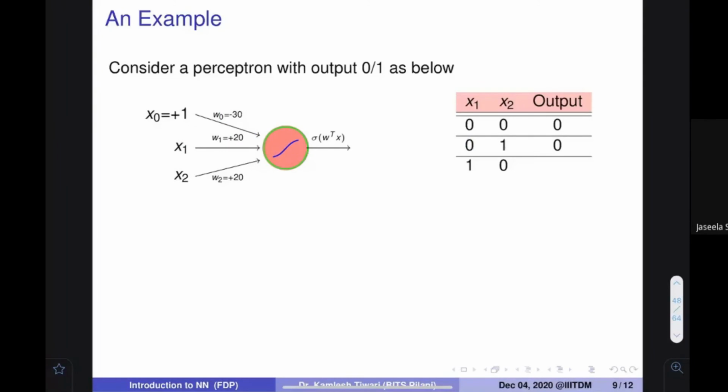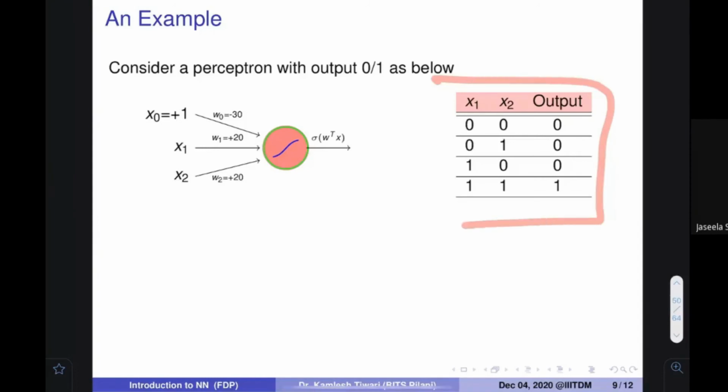What about 1, 0? What is the output? Again 0, because again it comes to minus 10. 1, 1, what is the output? 1, because with 1, 1 it becomes 20, then 20 minus 30 becomes minus 10... sorry, the sum is positive and the output becomes 1. So the output is 1. This is the table I get.